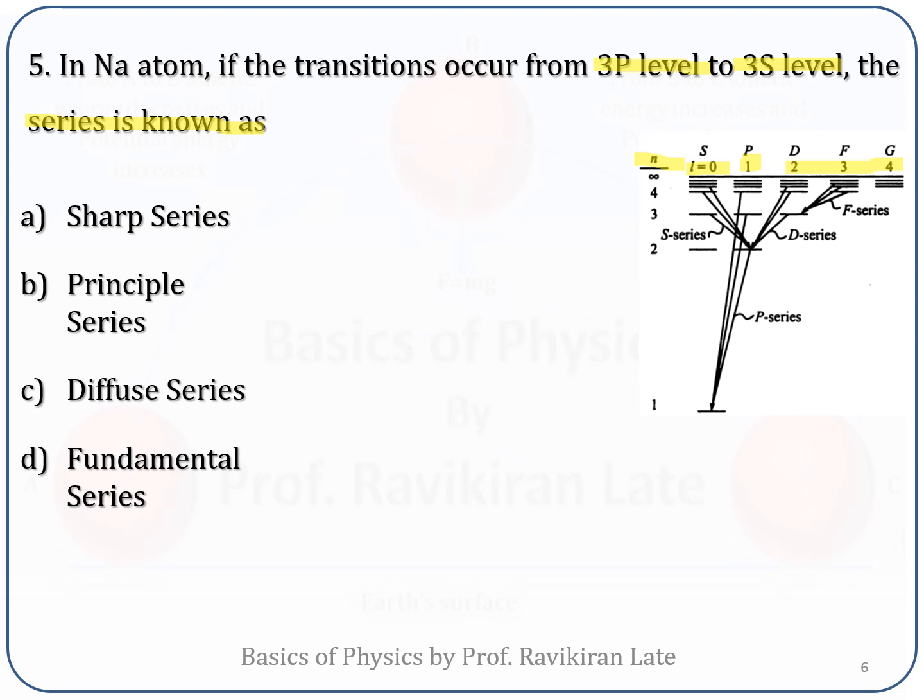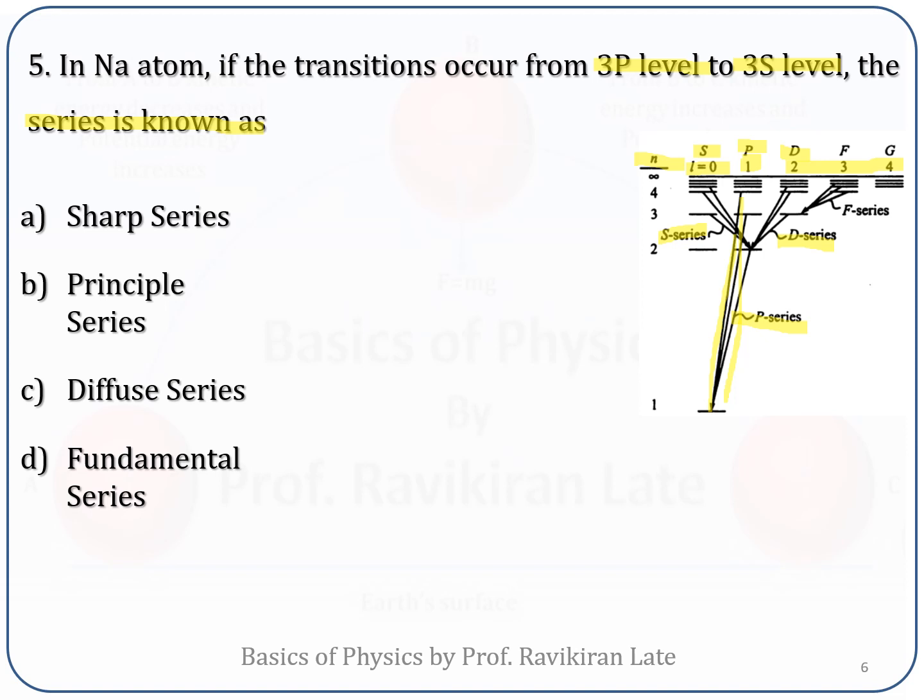Now, if a transition is from L equal to 0 level to any other level, then that is known as the S series. And if the transition is from the D level to any other level, then it is called a D series. Or if the transition is from P level, for example in this fashion, to any level, then it is called a P series. So this way the nomenclature is given.